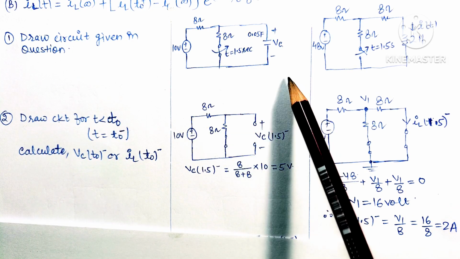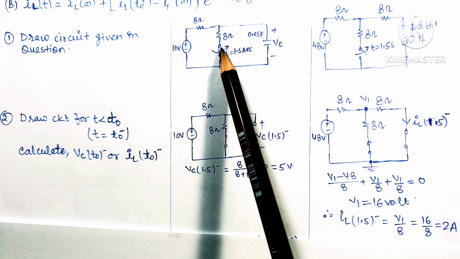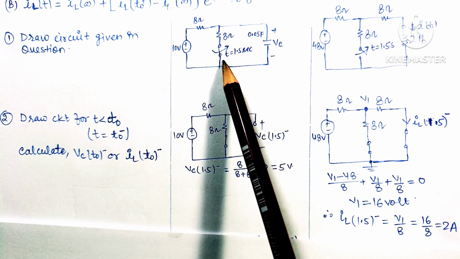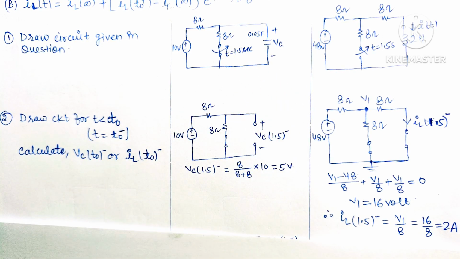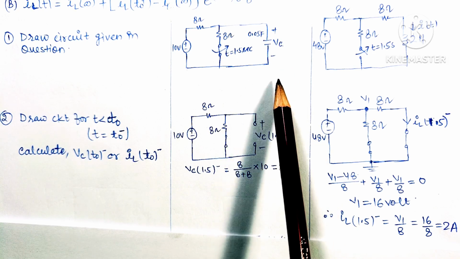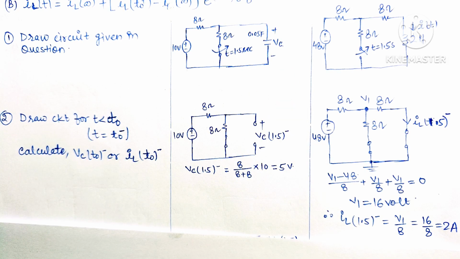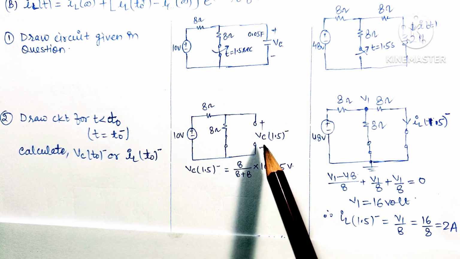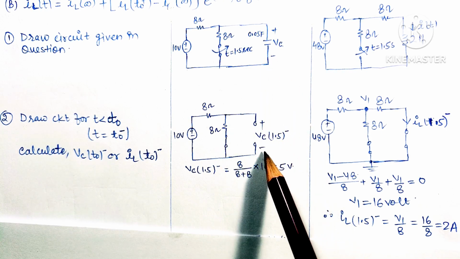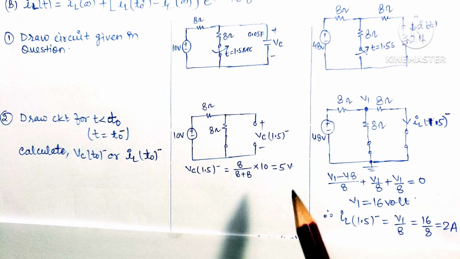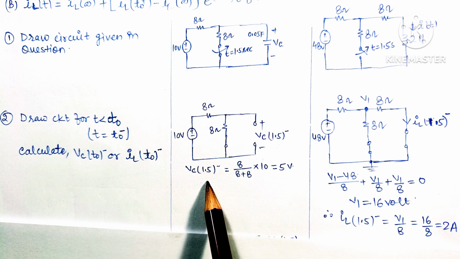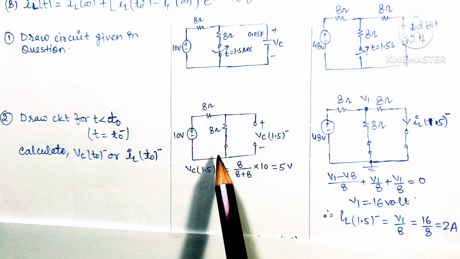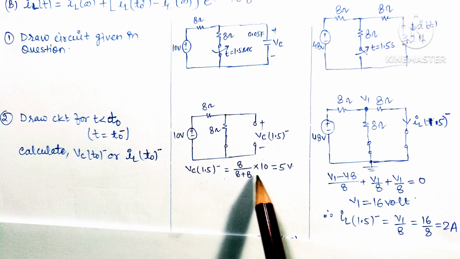So in the capacitor circuit given here, we can see that this switch is closed initially, and at t is equal to 1.5 second this circuit will be open. Since this 10 volt source is provided to this capacitor for a long time, it will be fully charged and it will come into steady state. So just before switching this capacitor will be in steady state, that is an open circuit, and the voltage across this capacitor is assumed to be VC(1.5 minus). That is the voltage across the capacitor just before switching. Now we can find VC(1.5 minus) by using the voltage divider rule: 8 upon 8 plus 8 into 10, equal to 5 volt.